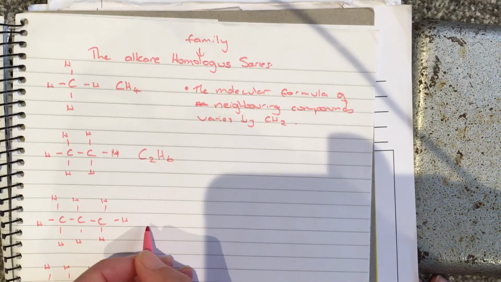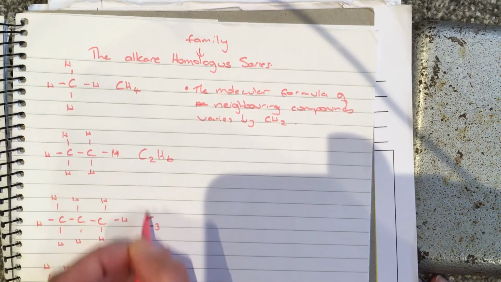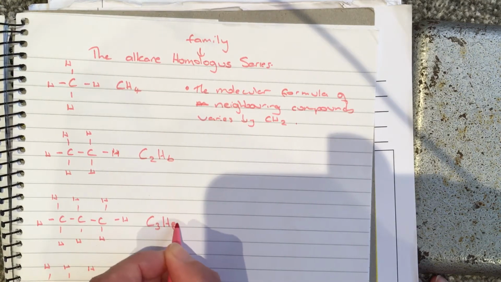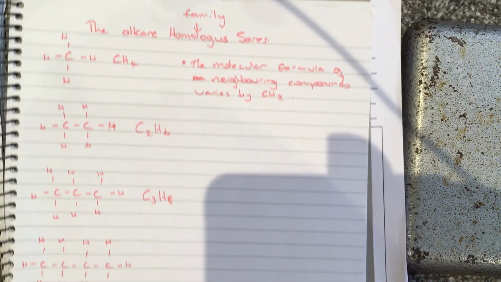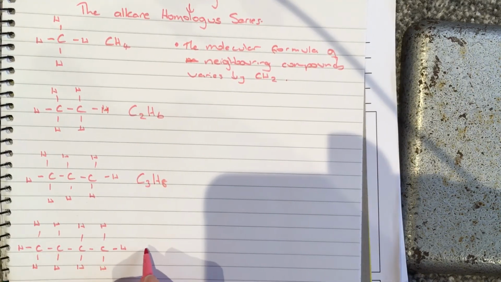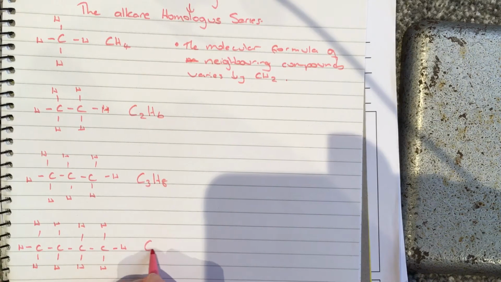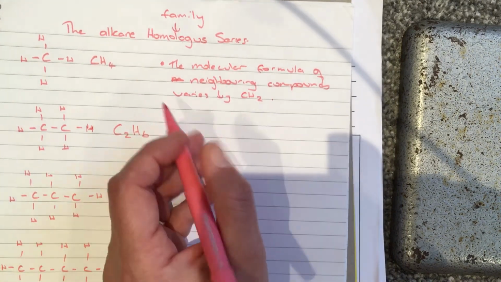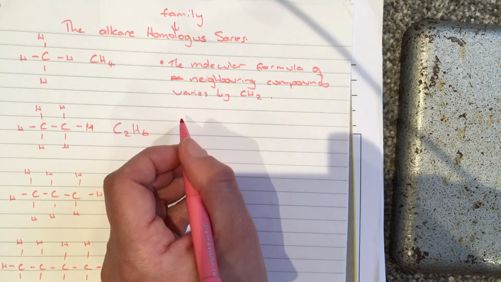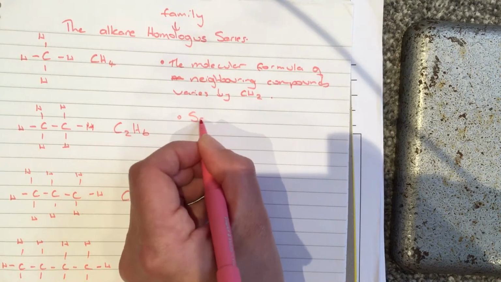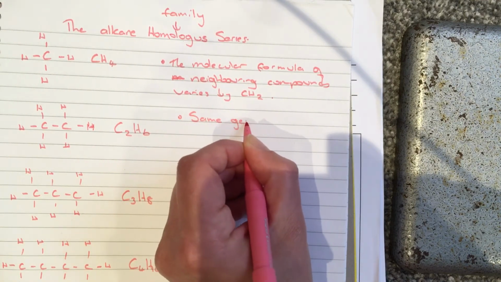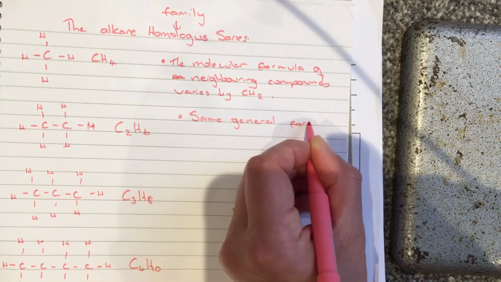The pattern continues down here with propane, C3, one additional carbon, H8, two additional hydrogens. And it also continues on here with butane, C4H10. So that's the first thing about a homologous series. The second thing is that they have the same general formula.